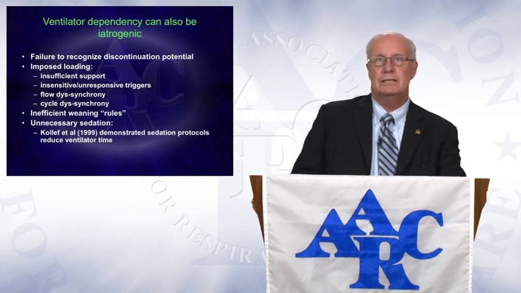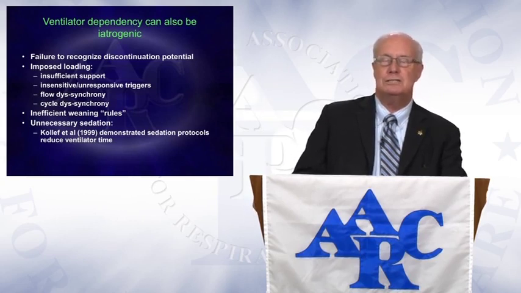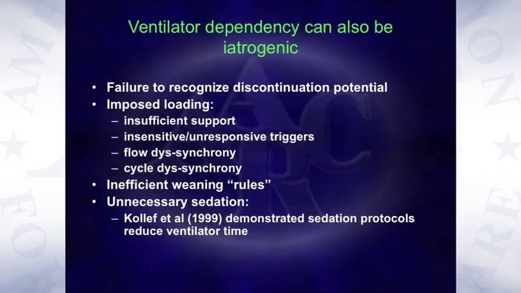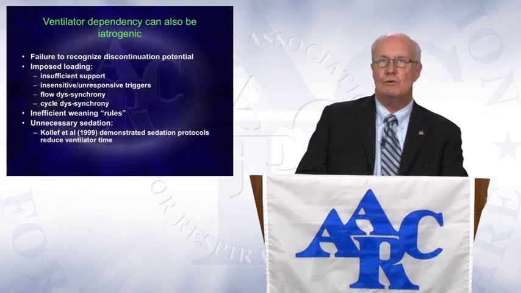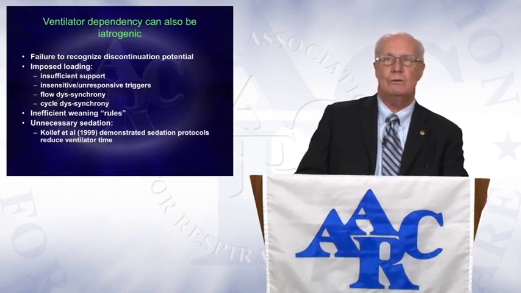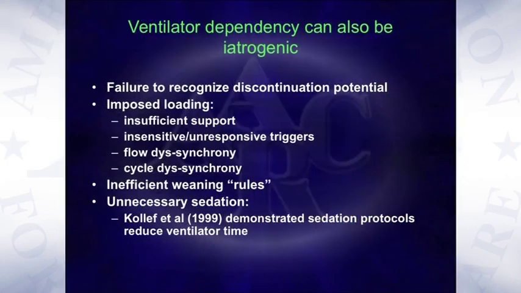So for instance, let's say you have a protocol that says let's do spontaneous breathing trials every 3 days. Well, you can see right off the bat you're going to have a problem there because that's going to delay the process. And finally, unnecessary sedation. When patients are a little uncomfortable or anxious, there's a tendency to not address what's causing the anxiety or the discomfort. Instead, just ratchet up the propofol or ratchet up the fentanyl. A bunch of reasons why ventilator dependency may be iatrogenic.